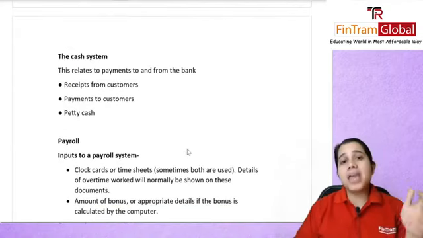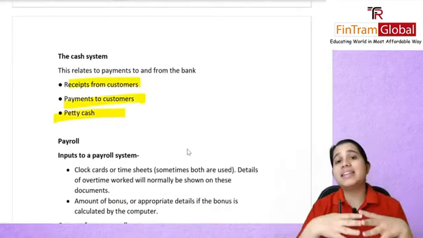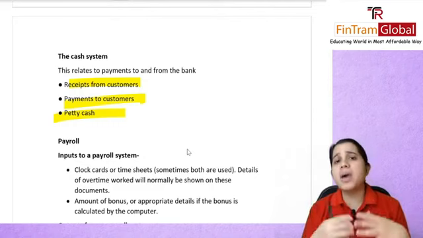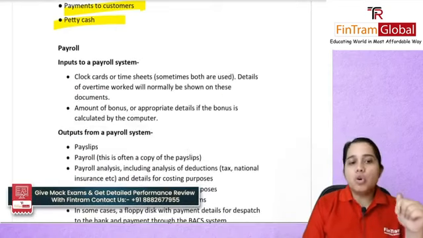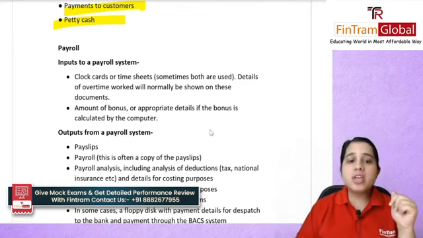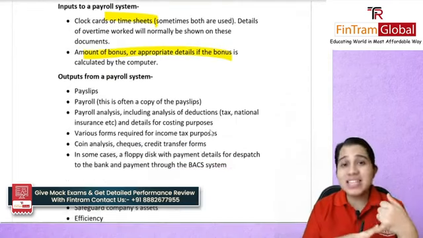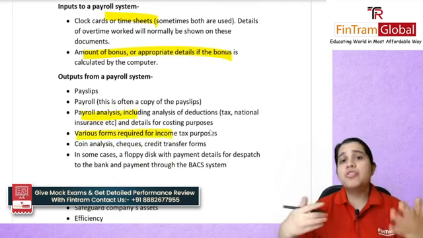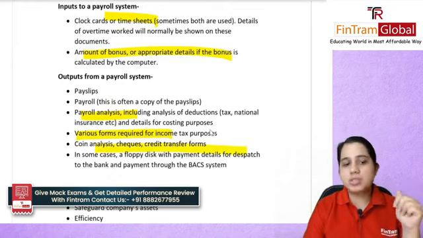Cash system: any payments to the bank, from the bank, receipts from customers, payments to suppliers, and your petty cash. For petty cash it is good practice to do a bank reconciliation probably every month, so that you know it is also at the correct level. Payroll: now you could have various inputs to your payroll system. You have your clock cards, the timesheets that employees fill, and the amount of bonuses. What are the outputs you get? You get your pay slips, you get your payroll analysis, and any information that you need for your tax purposes. All of that will form a part of your outputs.